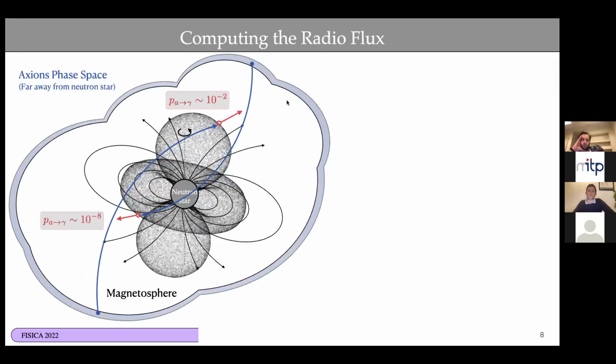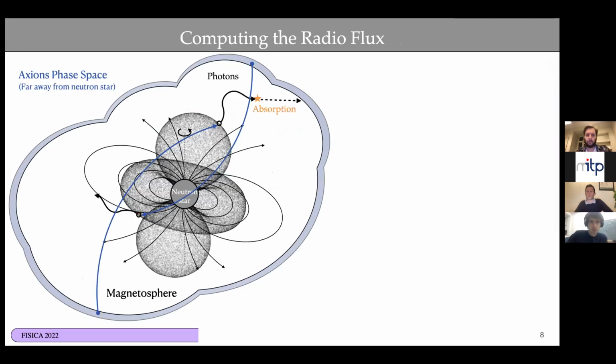Okay, so I told you we had some axion phase space at large distances. We gravitationally infalled it. We computed some conversion probabilities, up to some caveats about how to do this. At this point, we have to deal with the photon propagation. And as I've said before, these photons are going to undergo extremely nonlinear trajectories in the magnetosphere.